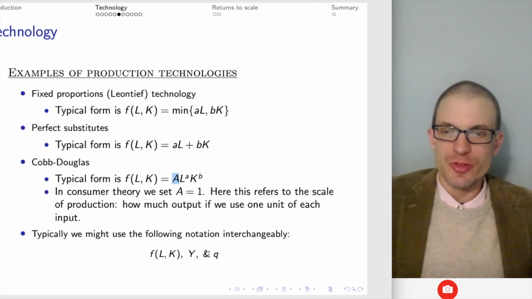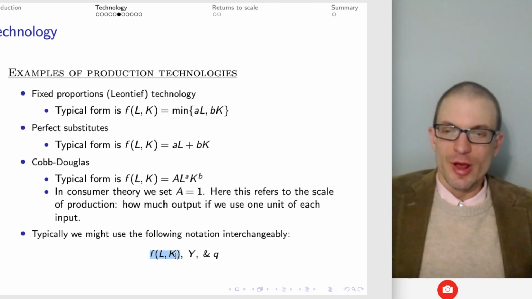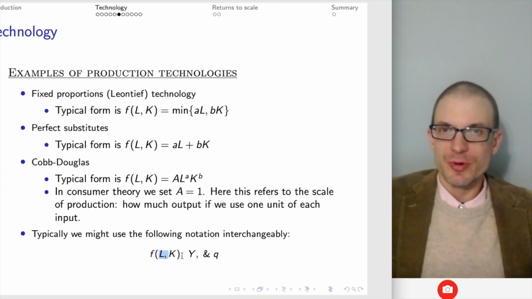Last thing in terms of the notation. By F of L,K, this is just our production technology, and if we evaluate at a given level of labor and capital, that gives us a particular level of output.